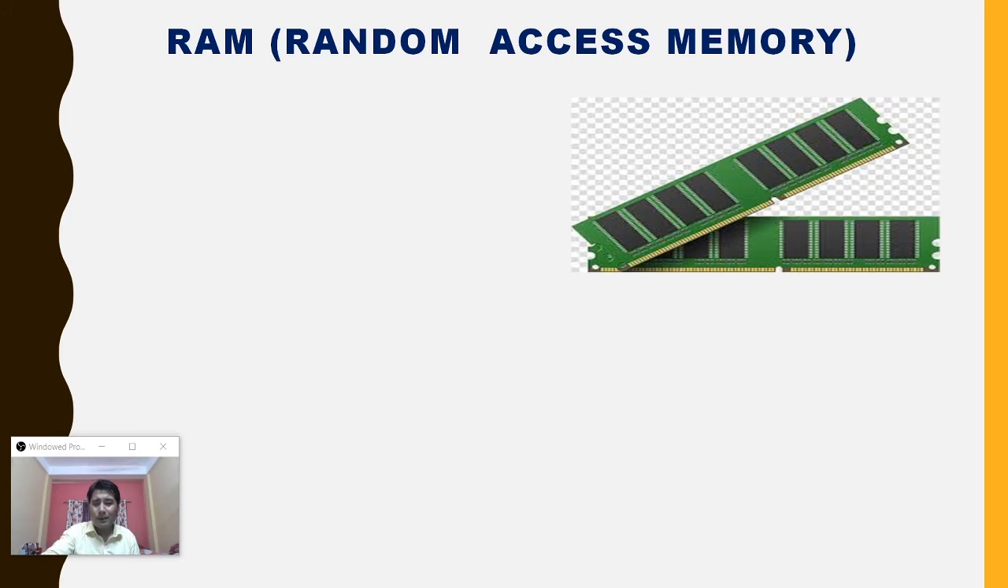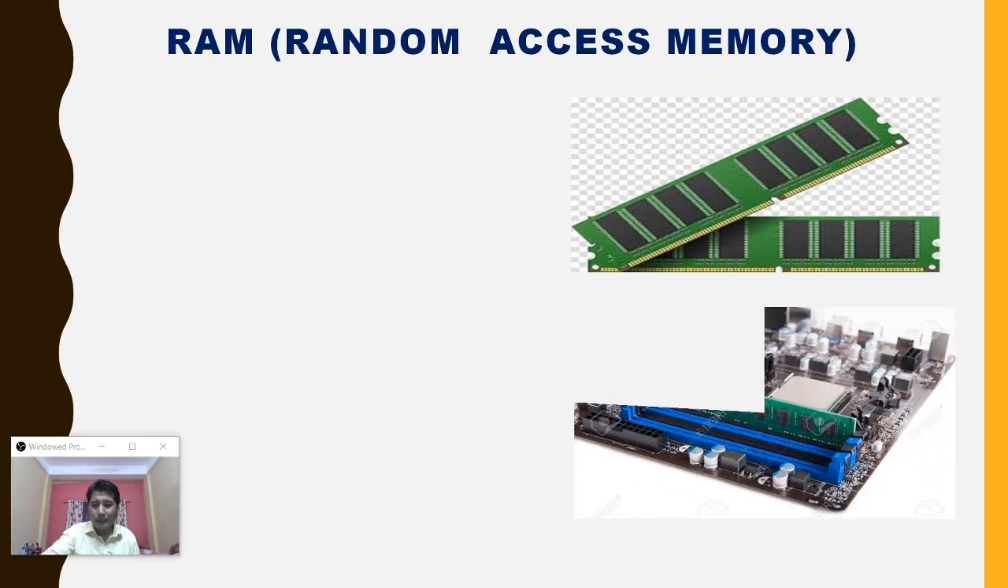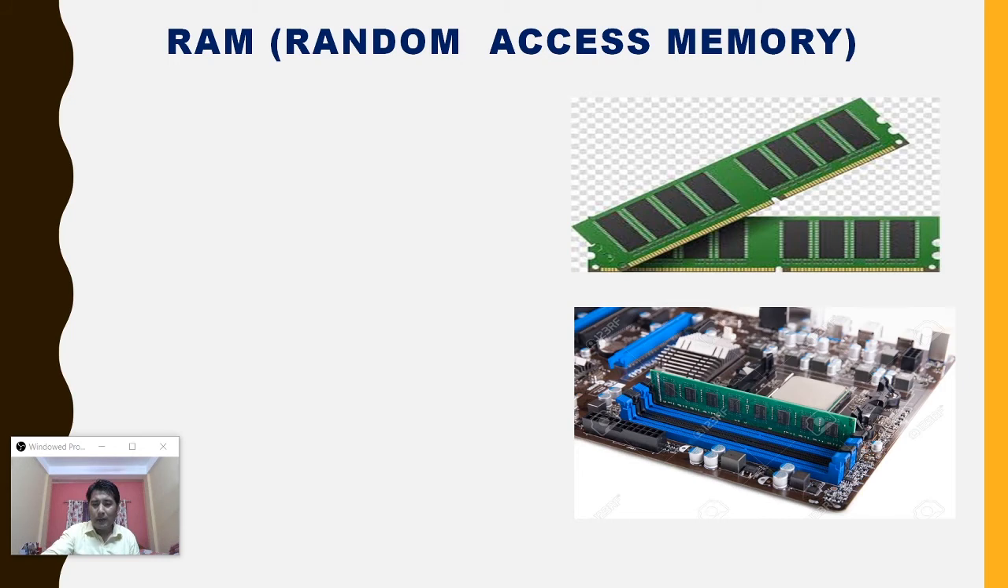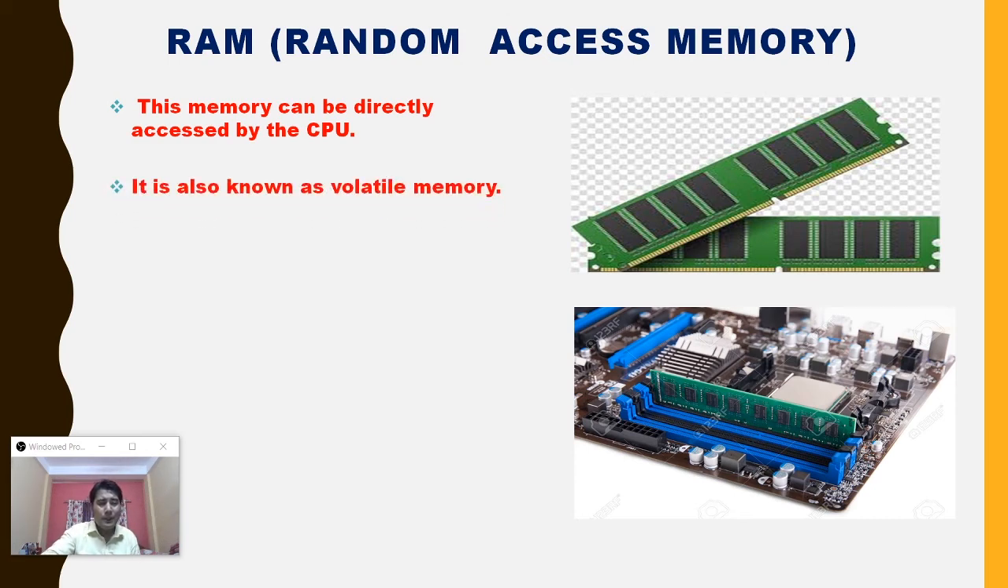First is random access memory. Now this is the figure of a RAM, and this is one RAM attached in the motherboard. RAM means random access memory, and it can be directly accessed by the CPU because it is a primary memory, and all the activities that we do in our computers are done by a RAM. It is also known as a volatile memory.